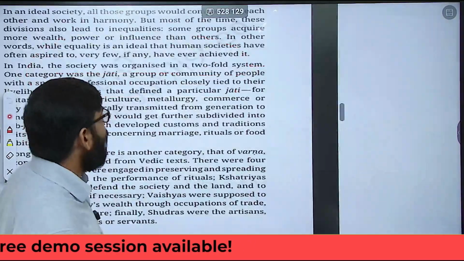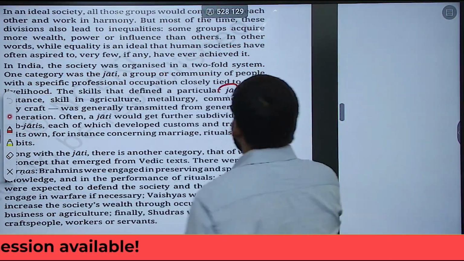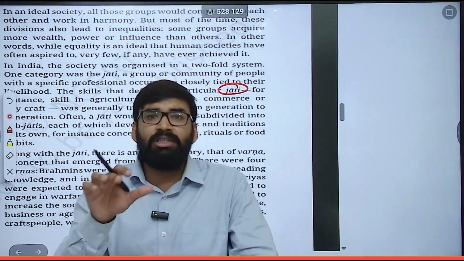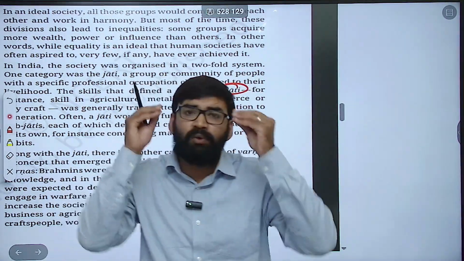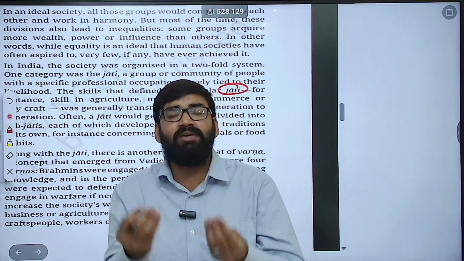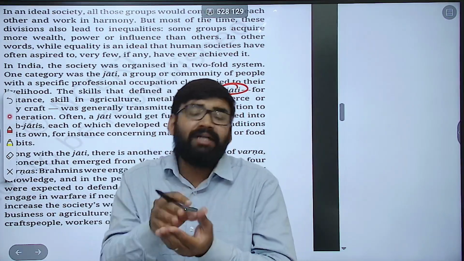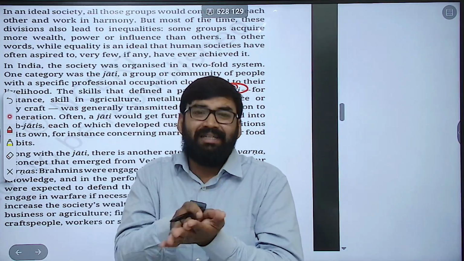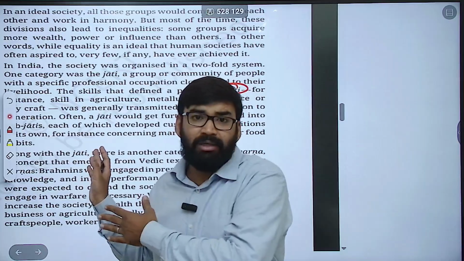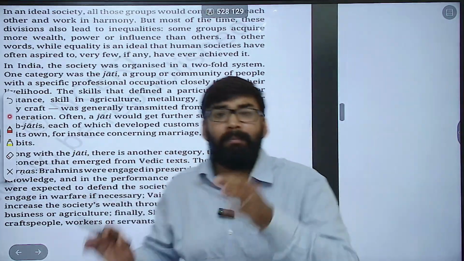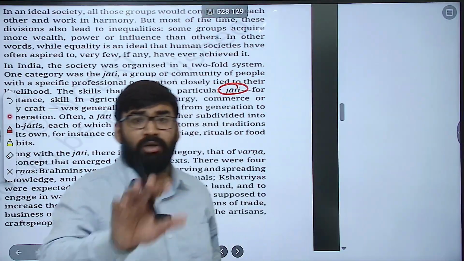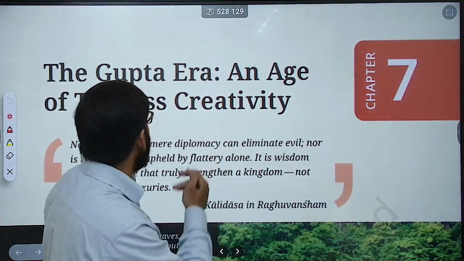Then apart from this, as you can see here, there is a chapter on Jati and Varna. There is a chapter on the Jati and Varna system, and it beautifully talks about how the caste system evolved by the paternal profession and how all these groups complemented each other and lived in harmony. So these things are also mentioned in this NCERT. Clear? So there are actually 3 dedicated chapters, as you can see here.